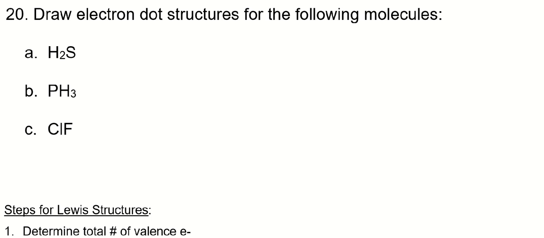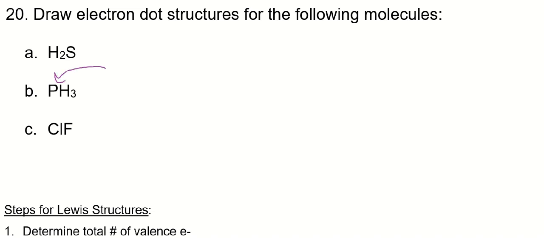We're going to draw the Lewis structure and determine the VSEPR geometry for B and C. We just did hydrogen sulfide. All right, let's start with B, also known as phosphine, and count the number of valence electrons.